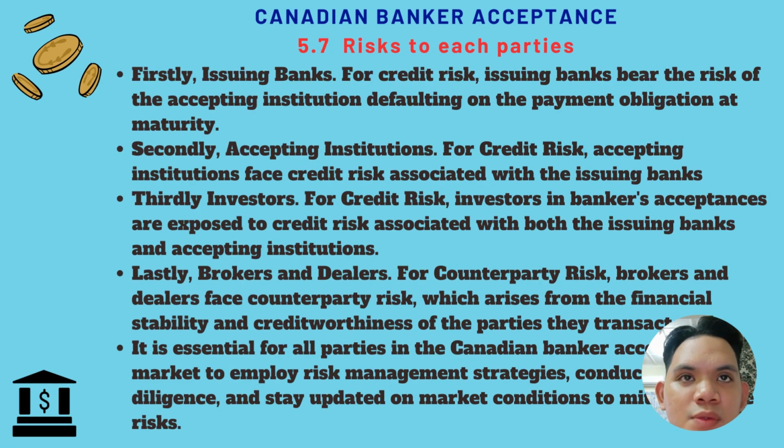So next, the risks to each party. Firstly, issuing banks. For credit risk, issuing banks have the risk of the accepting institution defaulting on the payment obligation at maturity. Secondly, accepting institutions. For credit risk, accepting institutions face credit risk associated with the issuing bank. Thirdly, investors. For credit risk, investors in bank acceptances are exposed to credit risk associated with both the issuing bank and the accepting institution. Lastly, brokers and dealers.